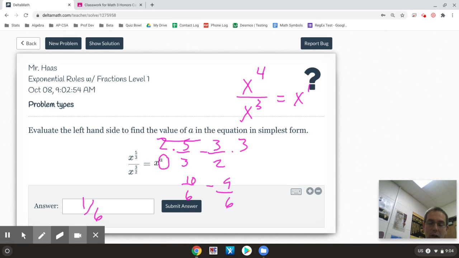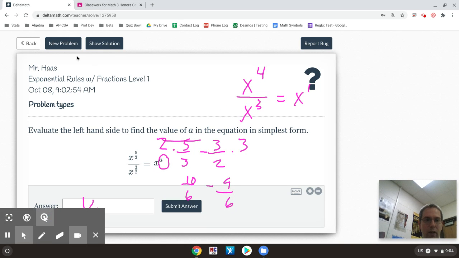Of course, if you're not comfortable getting the common denominator, I could have gone to Desmos and done 5/3 minus 3/2 and click your little fraction box button, and it would also give you 1/6. Let's go ahead and try another one or two of these.